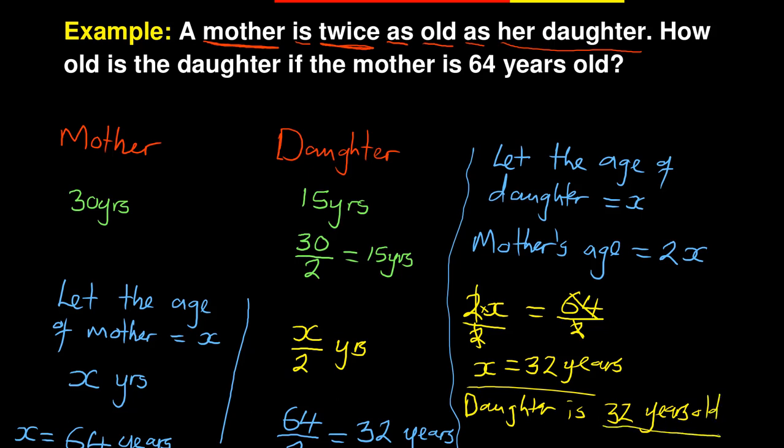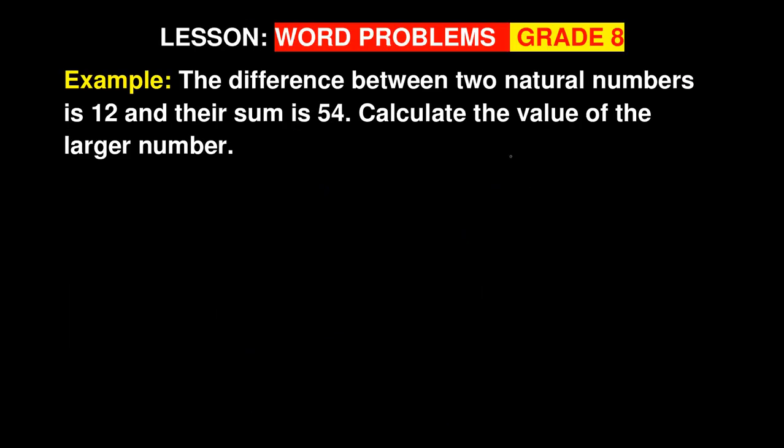So that is how you can approach it if you are working from grade 7 stage. What about from grade 8 stage? Let us see how these questions change as you move to grade 8. Let us look at this example. The difference between two natural numbers is 12 and their sum is 54. Calculate the value of the larger number.